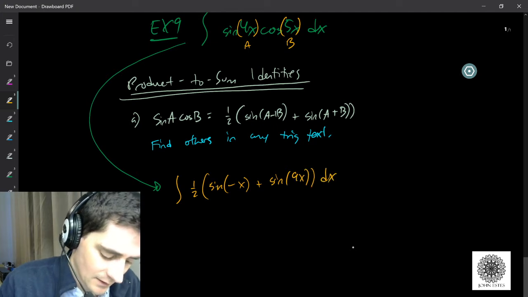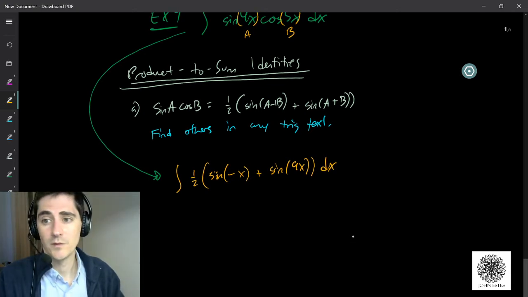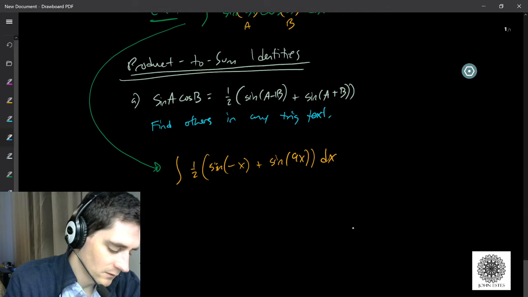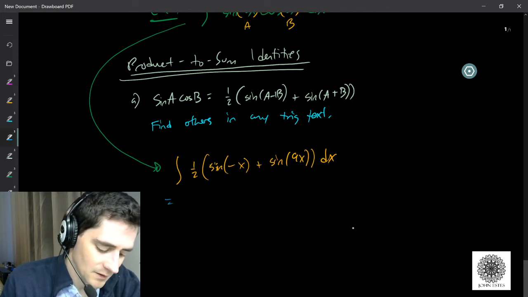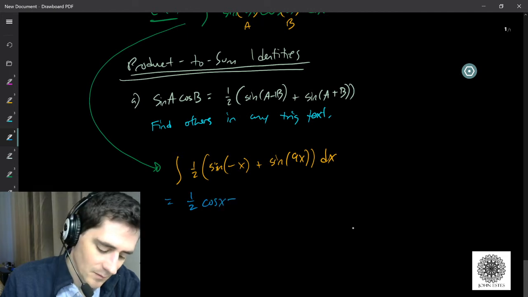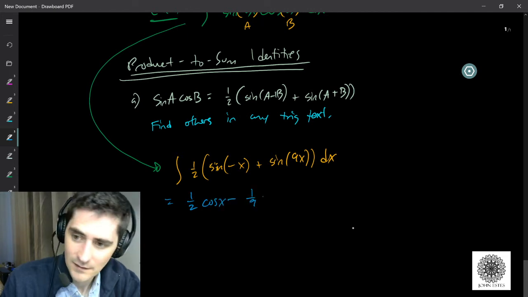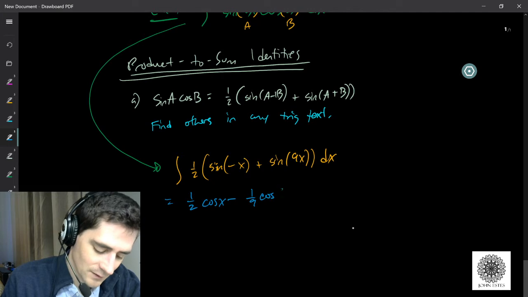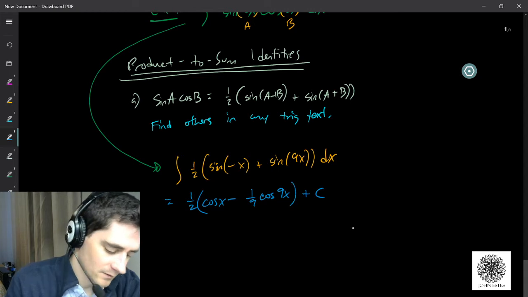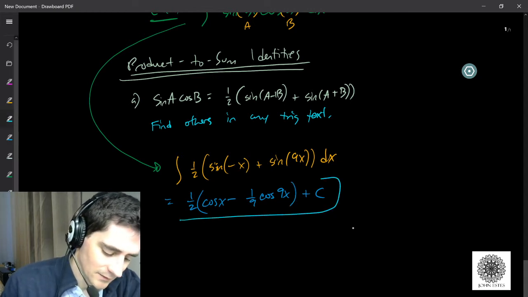Okay, and now I can use substitutions on both of those to integrate. And so if you just do your u substitutions and integrate carefully, you end up with 1/2 cosine x minus 1/9 cosine 9x plus c. All right, and that's 1/2, I didn't distribute the 1/2 there. All right, so I hope that makes sense.